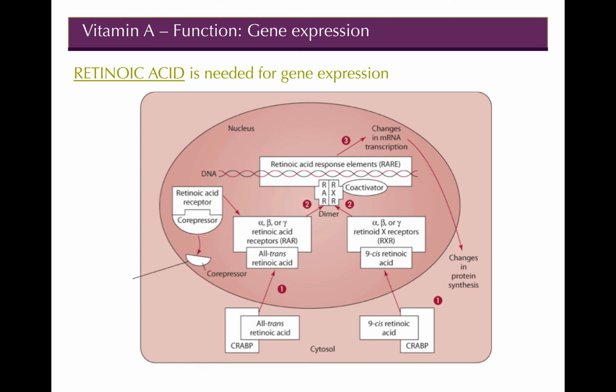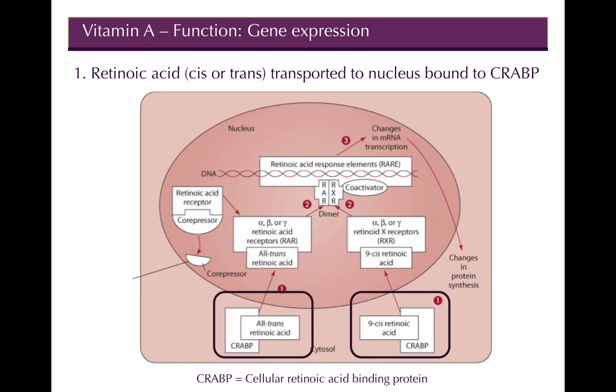So moving on to the next retinoid, retinoic acid. Remember, that's the one that's involved in gene expression. Specifically, retinoic acid, in the cis or trans form, in order to be involved in gene expression, is first transported to the nucleus bound to CRABP, and that just stands for cellular retinoic acid binding protein.